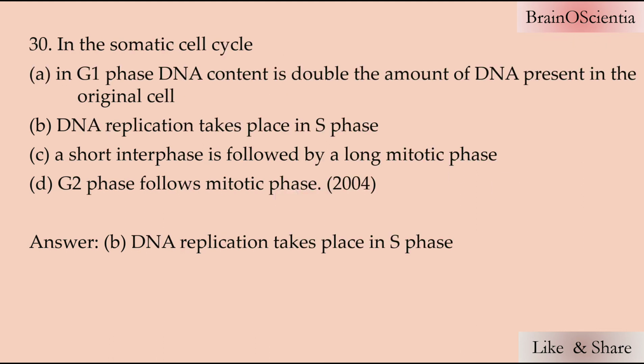Next question: in a somatic cell cycle, in G1 phase, DNA content is double the amount of DNA present in the original cell. So this is the wrong one because G1 is followed by synthetic phase, then G2 phase where DNA content is double. So the first option is incorrect. DNA replication takes place in S phase. Yes, DNA replication takes place in S phase. Let's see the other two options. A short interphase is followed by a long mitosis. No. Mitotic phase is short whereas interphase is long.